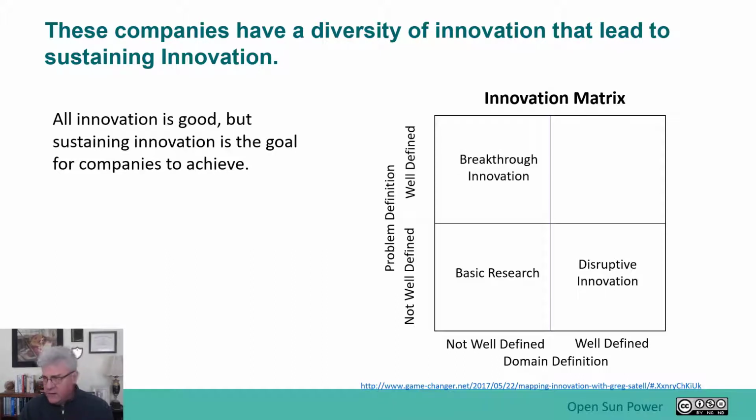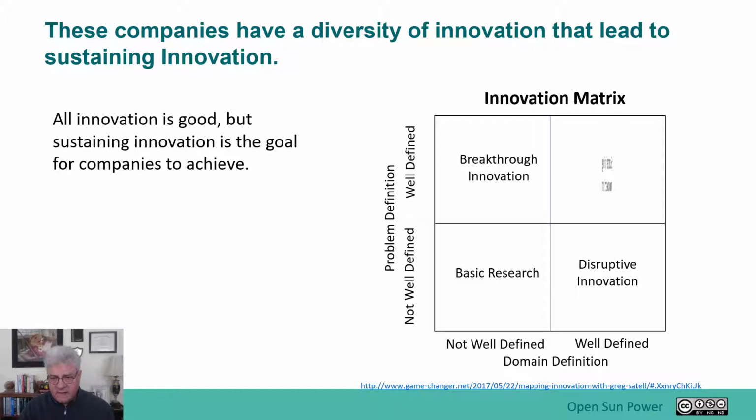Next is breakthrough innovation. Breakthrough is where the research has finally paid off, and now you're coming up with a well-defined problem. However, the domain may not be well-defined. You may have a new product in a space where no one's really been before, and so you may have a breakthrough of technology or a product.